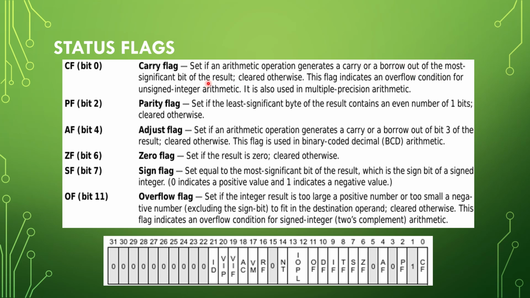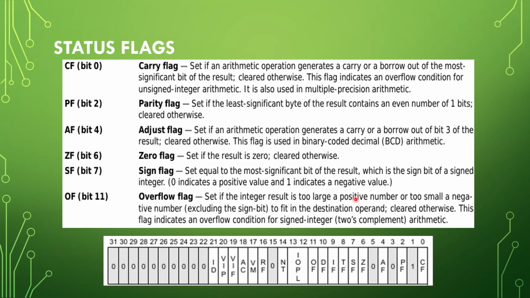I think you might have studied all these concepts in previous semesters. The carry flag is used to indicate whenever a carry is generated. Now, the parity flag is bit number 2; this is bit 0, 1, and this is 2. The parity flag is set to 1 if the least significant byte of the result contains an even number of ones. Otherwise, it is cleared, that means it is 0.